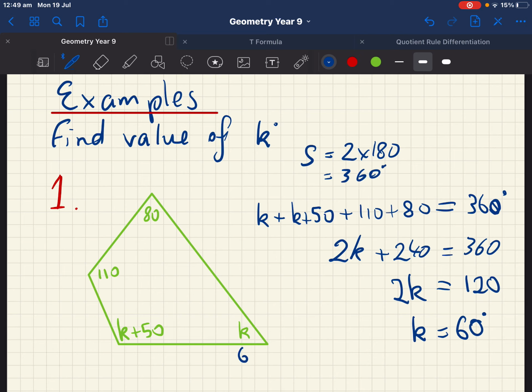This angle here happened to be 60 degrees. And if you were curious, it would be easy enough to find the value of the other missing angle. That was K, which ends up being 60 plus 50. So this was a 110 degree angle. But again, you don't need that for the question. It was just asking us to find the value of the K. So you would have your answer complete right here.